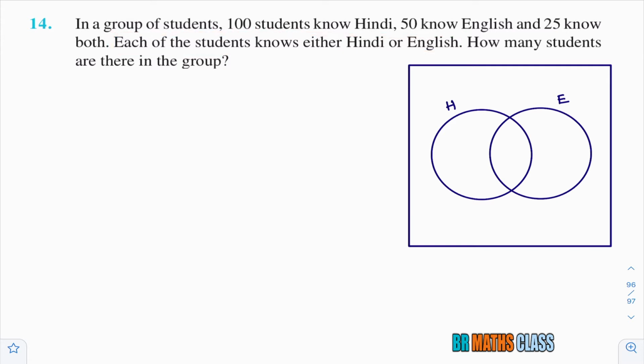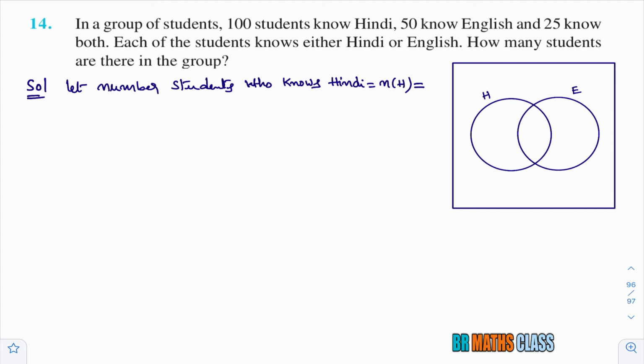In that group, if I take one student, that person knows either Hindi or English. How many students were there in the group? You observe here, I take n of h as the number of students who know Hindi. In this problem, n of h means the number of students who know Hindi. Here in the question they have given that 100 students know Hindi. So here n of h is 100.